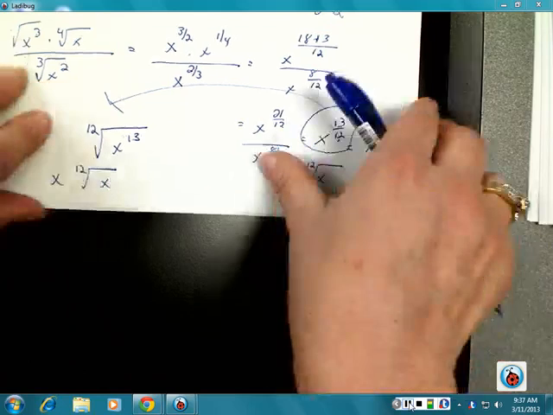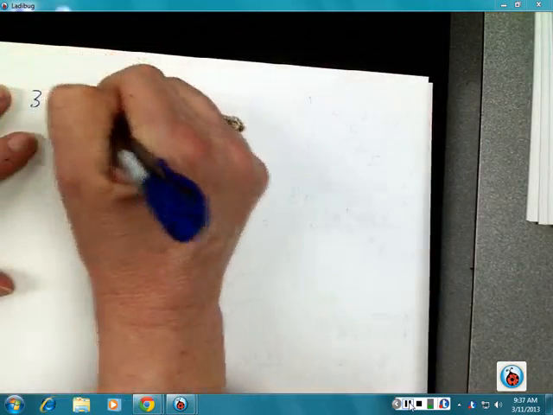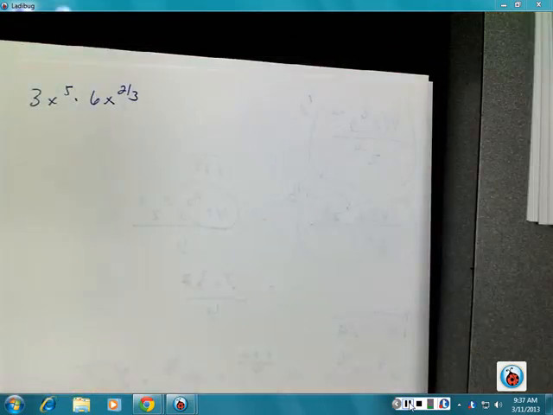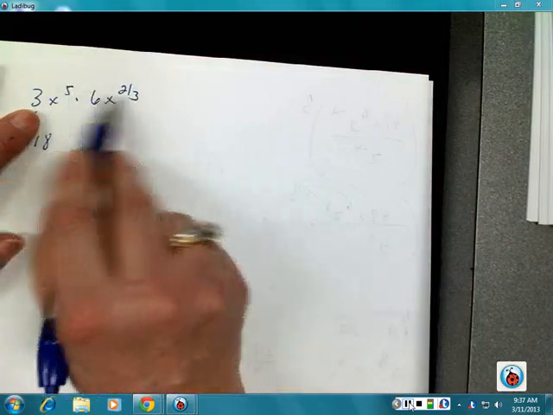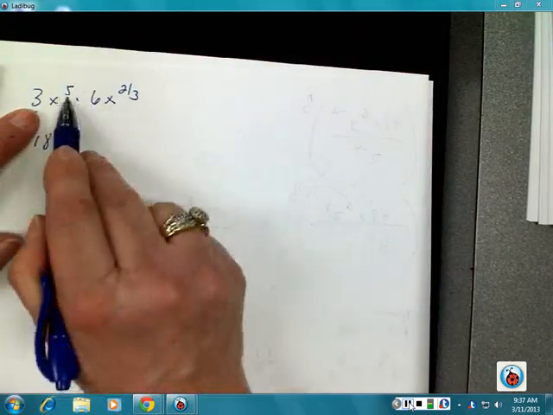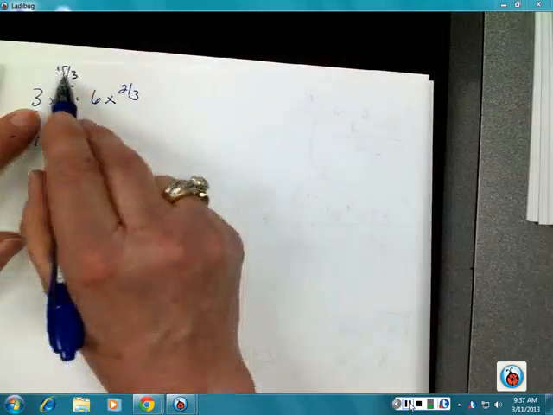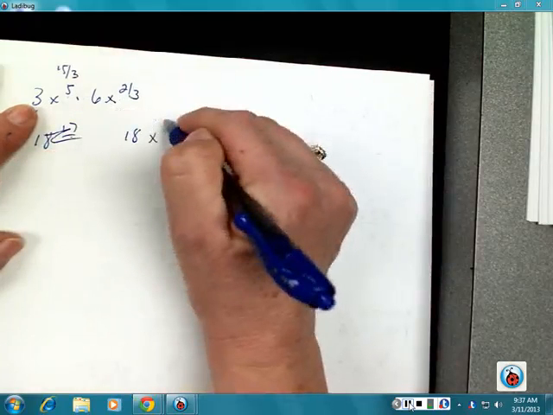If you have numbers out in front with some of these, which they do that too, and they give you things like 3x to the 5th times 6x to the 2/3, then what we can do with this one is take 3 times 6, which is 18. Since we're multiplying, this needs to be turned into thirds, just 5. So it becomes 15 thirds, because this has a 3 as a denominator. Since it's multiplication, 15 thirds plus 2 thirds is 17, so 18x to the 17 over 3.